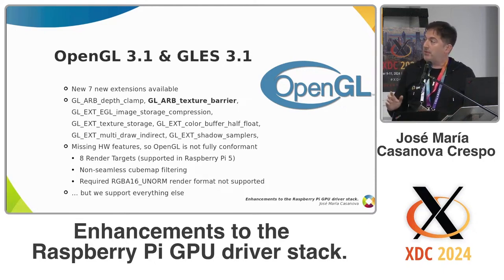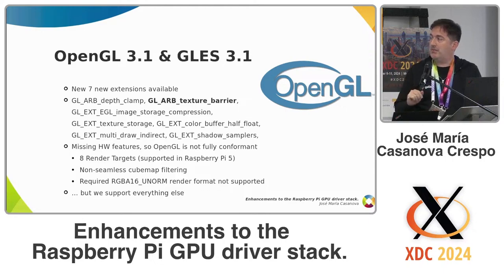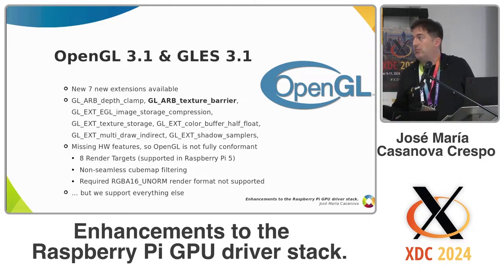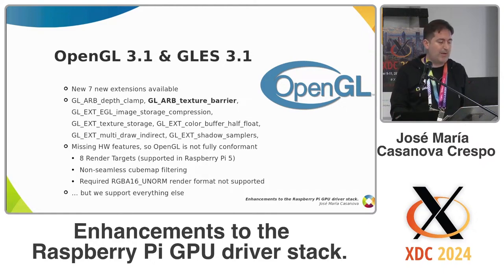As I commented before, we cannot claim OpenGL 3.1 as a conformant version because in Raspberry Pi 4 we don't have support for 8 render targets, but we have it in Raspberry Pi 5. That's not used much by applications, but it's a requirement for the spec.